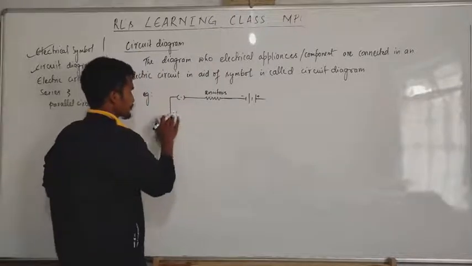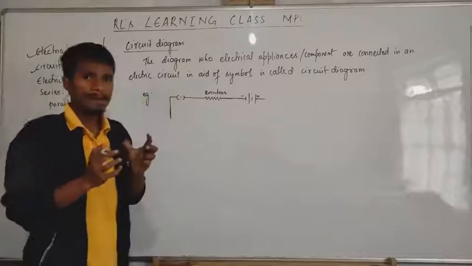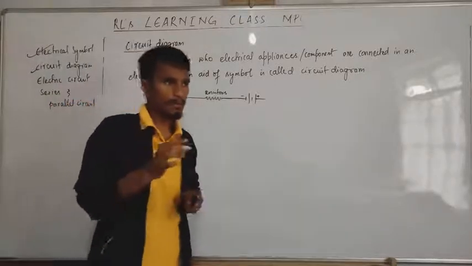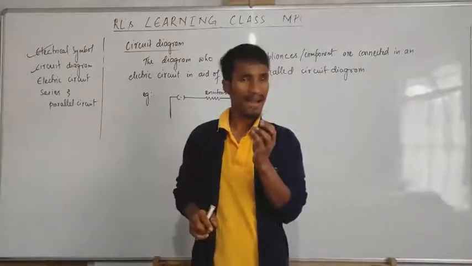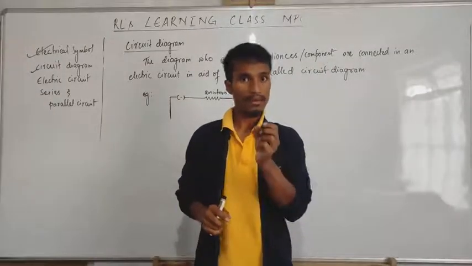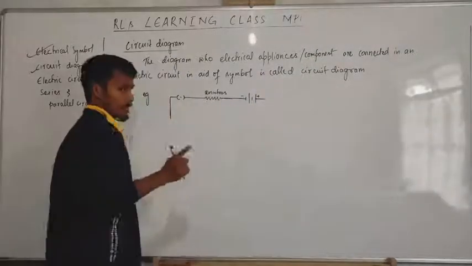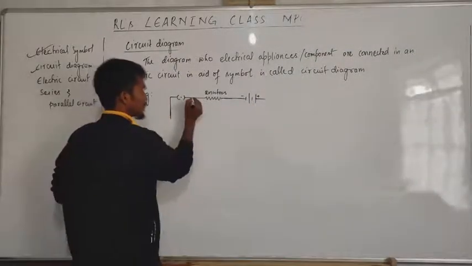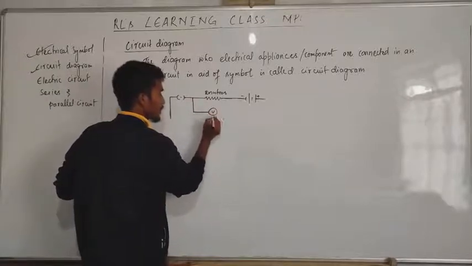Now, what about the voltmeter? How is it connected? You remember from when we read about the voltmeter? Voltmeter is a high resistance instrument. It is always connected in parallel. Then here also, where do we have to draw that? Parallel means we have to draw this. Voltmeter symbol.